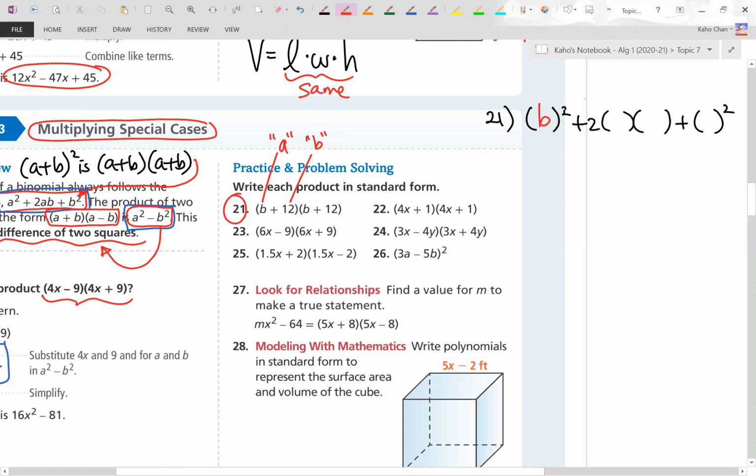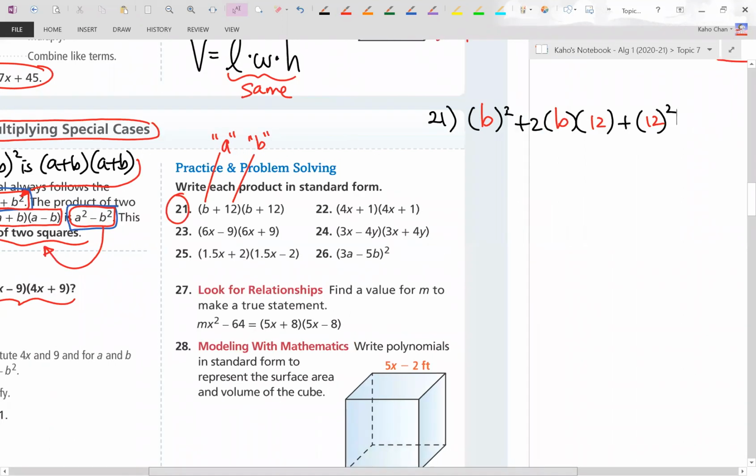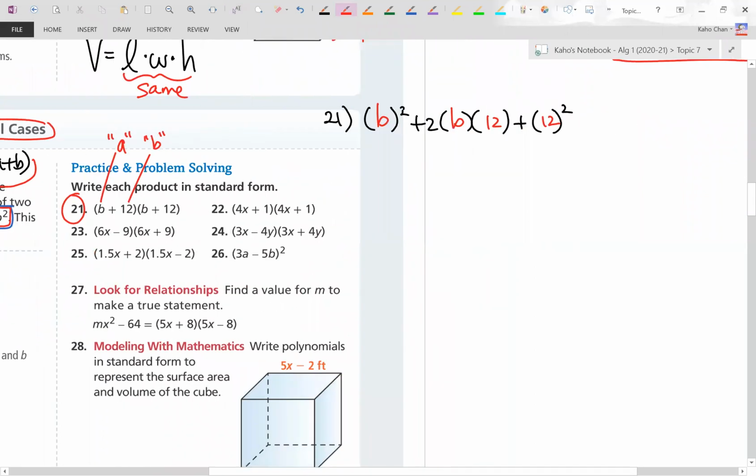This is B, B, 12. I know, sorry about that. It's kind of a bad choice of problems there. Let's clean that up, and we'll be done with number 21. This becomes B squared. And now the middle part, you got to clean that up. 2 times B times 12 is plus 24B. And now in the end, 12 squared is 144.